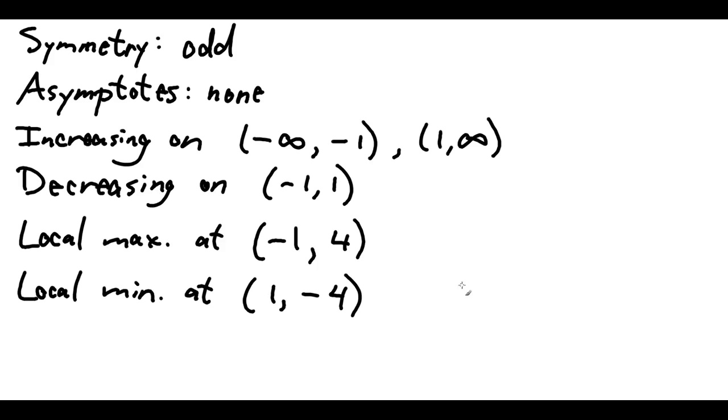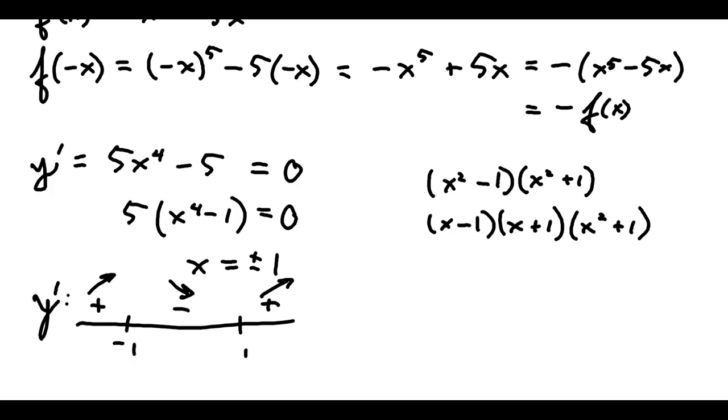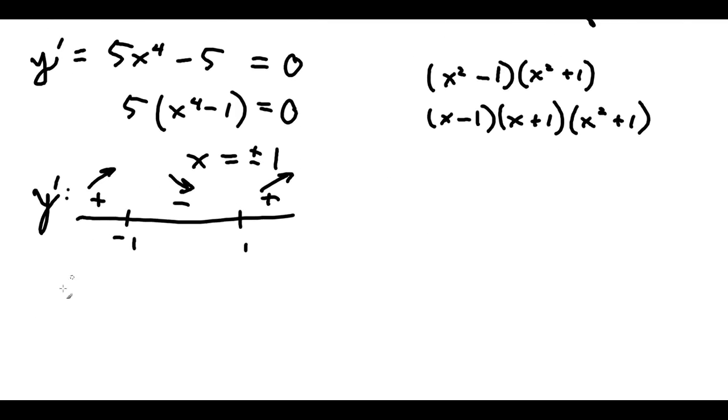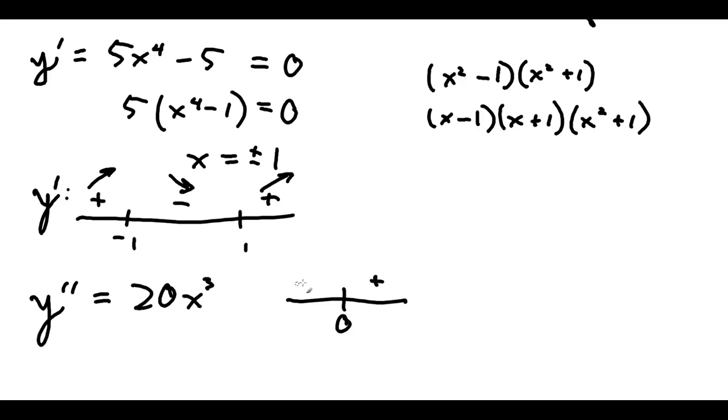All that's left now is to look at concavity and inflection. So for that, we want our second derivative, y double prime. Here is y prime, 5x to the 4th minus 5. Y double prime looks like 20x cubed. This is equal to 0 only at 0. When x is greater than 0, this is positive. When x is less than 0, this is negative. So that means we have concave down on the left and concave up on the right, left and right of 0, I mean.